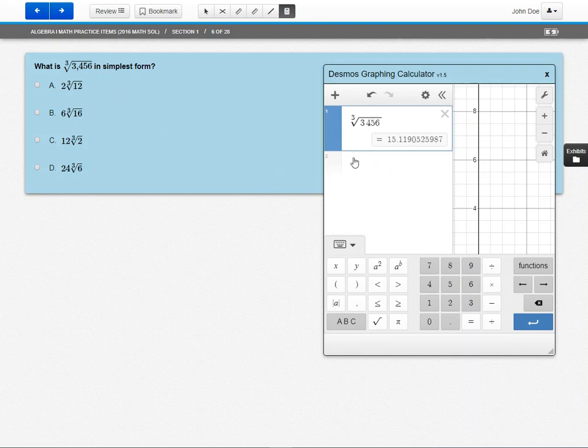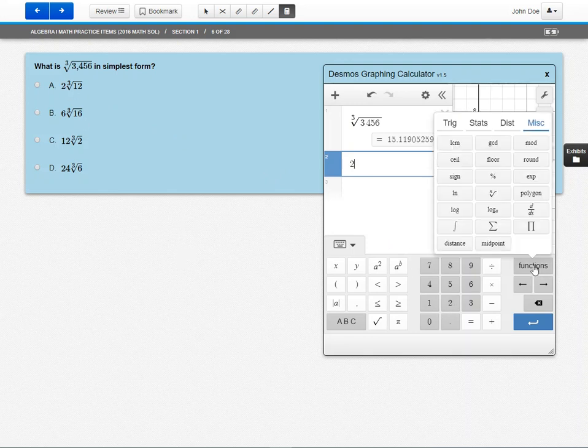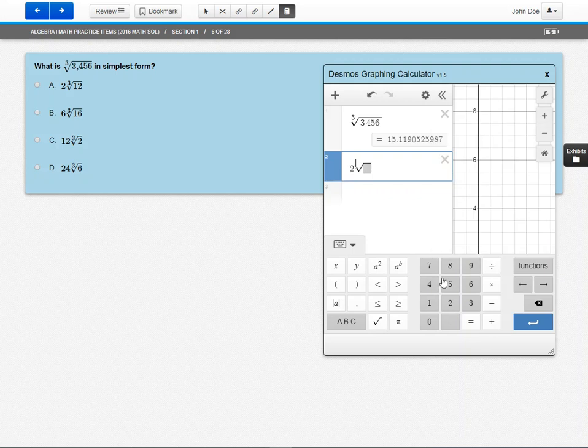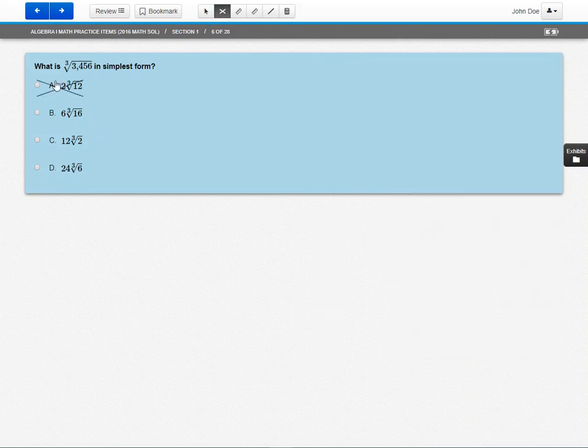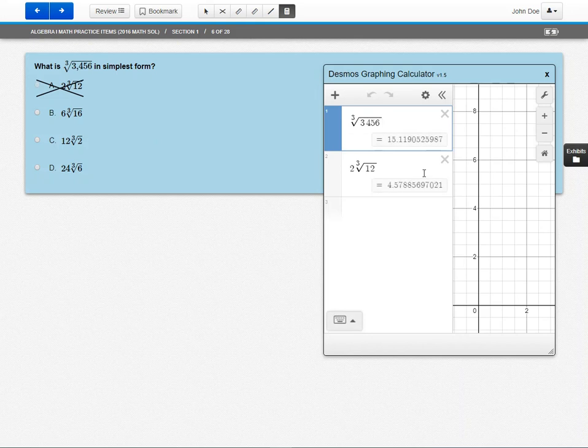So we can do that. Then after we do that, we get an answer. Then we can check our answer using Desmos, just by typing in our answer choices here, right? So that one says 2 cube root of 12. And see how this decimal does not match this decimal, right? So I know it can't be that one. So I can use my answer eliminator, cross that off, right?